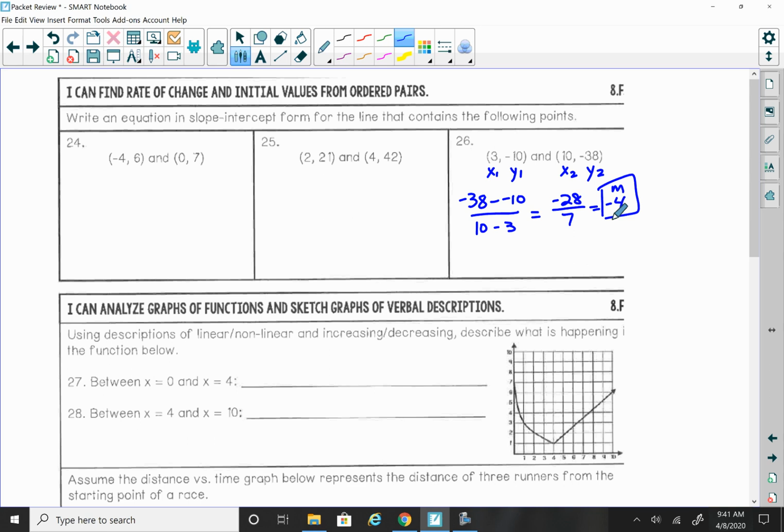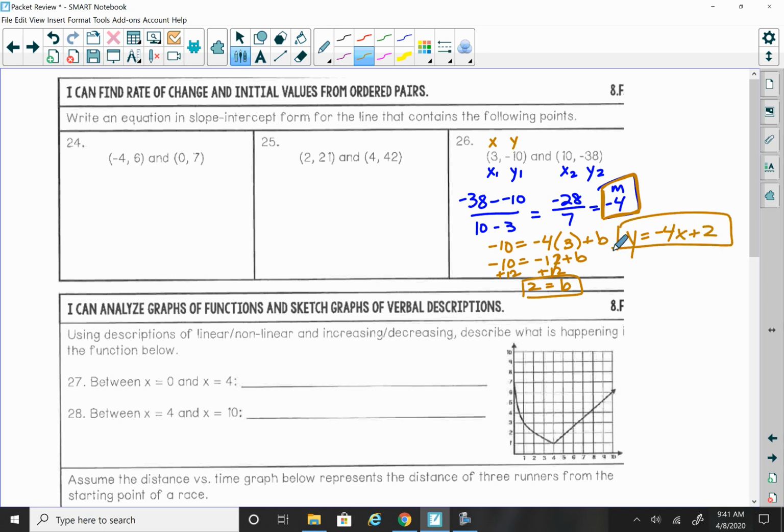And like I said before, I can use either point. Maybe I'll use that first one. This will be my x, y, and this is my m. I'm going to plug this into slope-intercept form. So I'm going to say negative 10 equals negative 4 times 3 plus b. As you solve this, multiply negative 4 times 3 is negative 12. Since it's a negative 12, we want to add it to the other side, opposite operation. So I get a b value of negative 10 plus 12, which is 2. So using that y-intercept and my slope, my equation is y equals negative 4x plus 2.